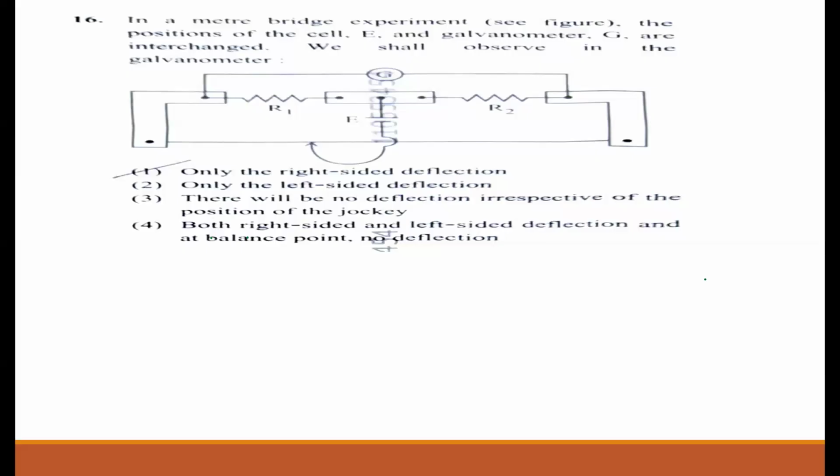So what happens is, when you interchange the position of the battery and the galvanometer, if it is in a balanced condition, it does not affect the balance condition. Therefore, even after interchanging, a balance point will still exist where the galvanometer shows no deflection. And the galvanometer will show deflections on both sides and zero deflection at the balance point. So the option would be deflection on both right and left sides and at the balance point no deflection. So the fourth option would be the answer.